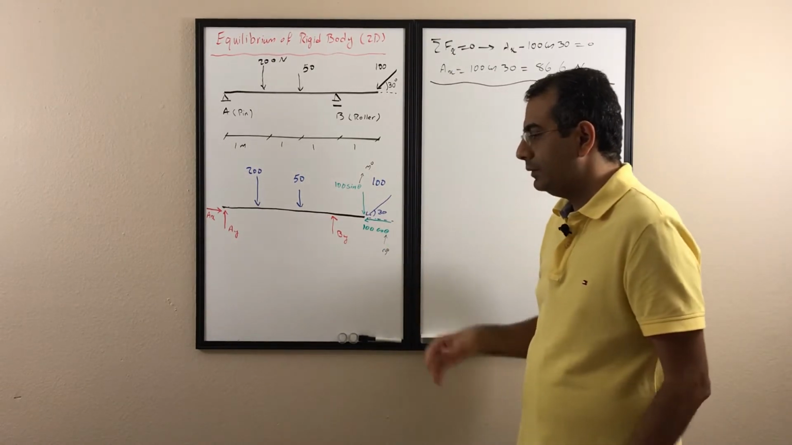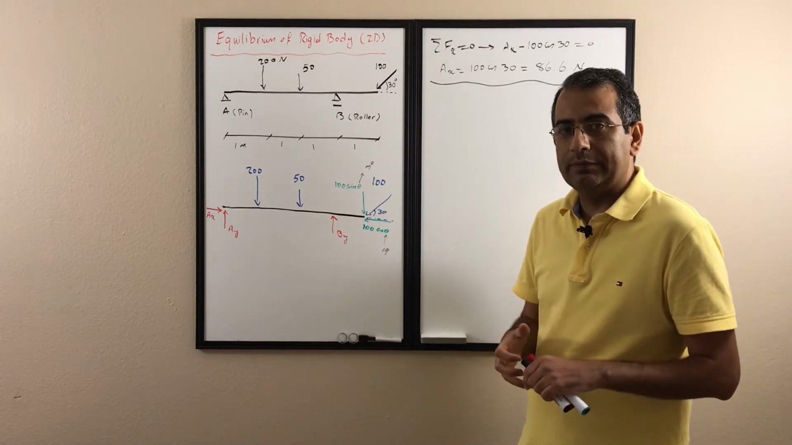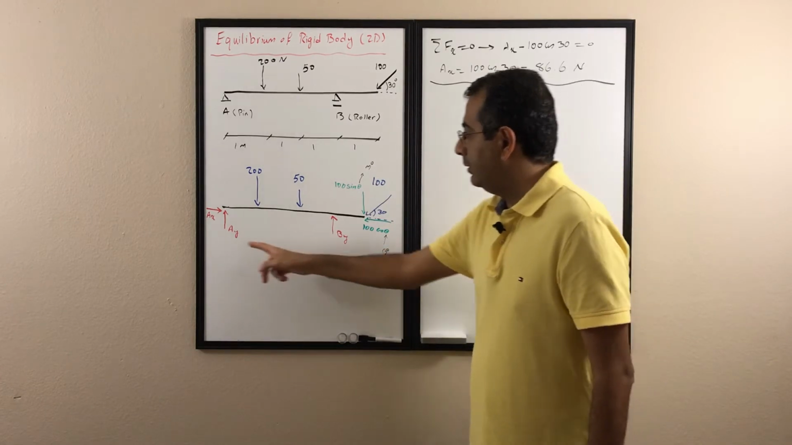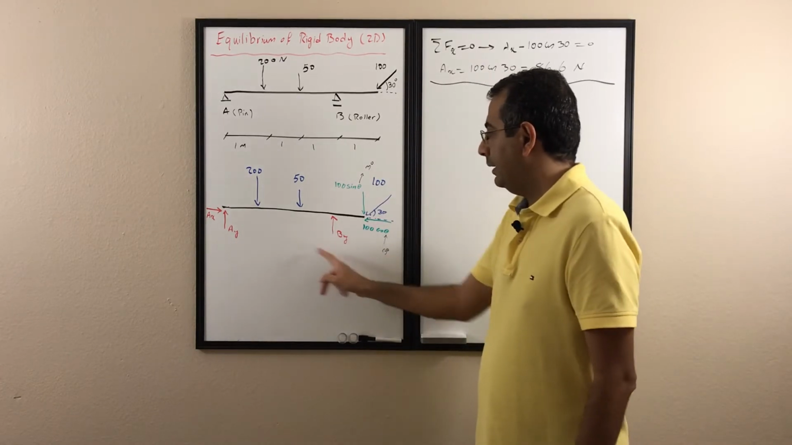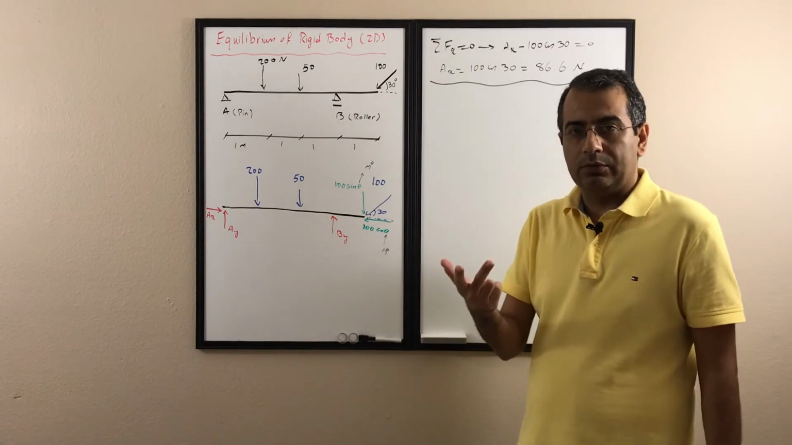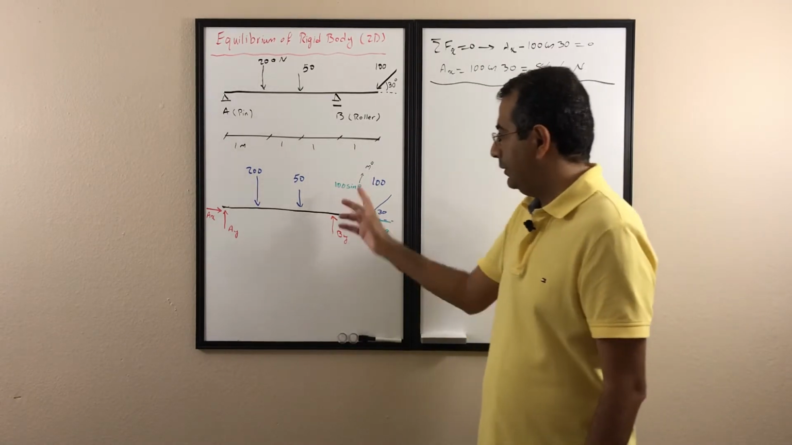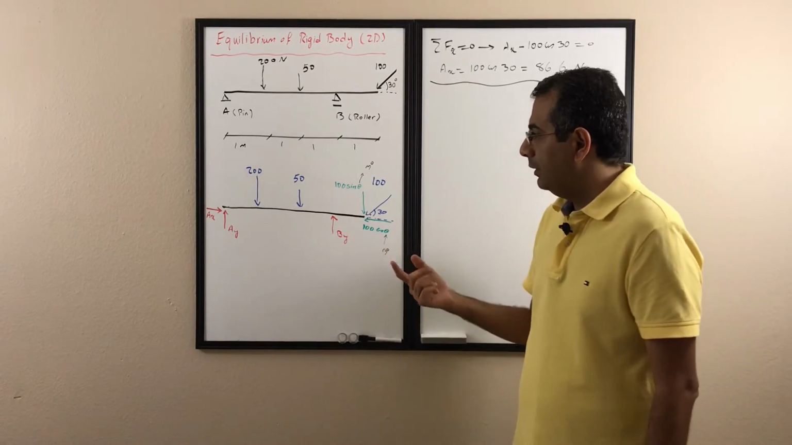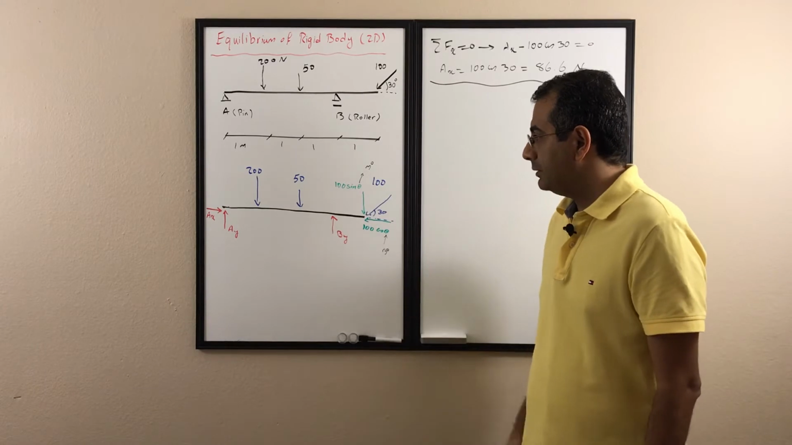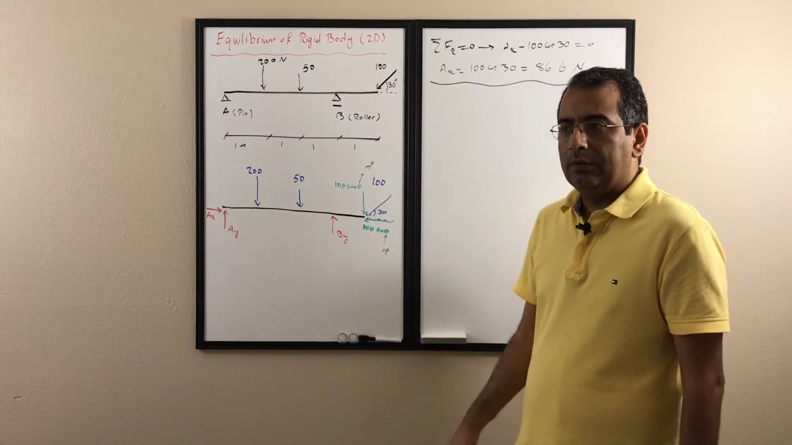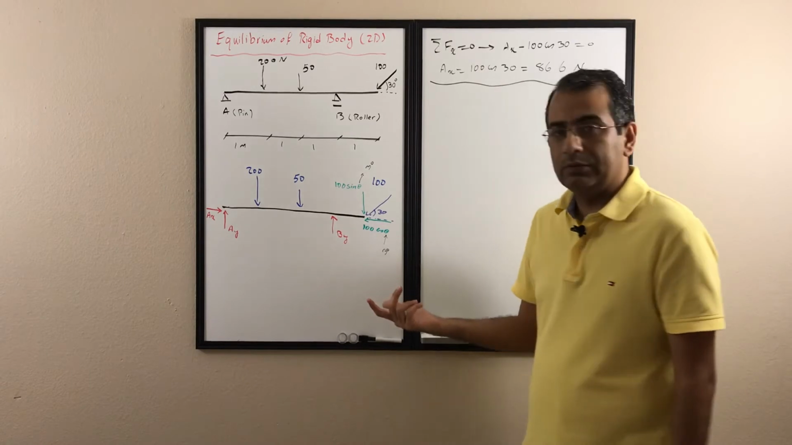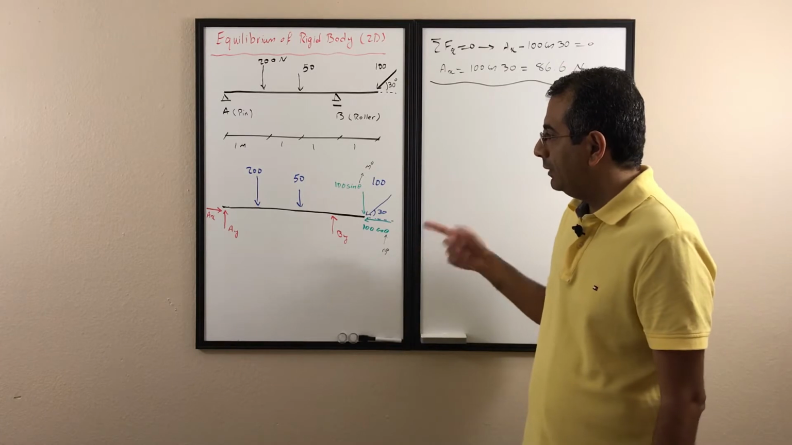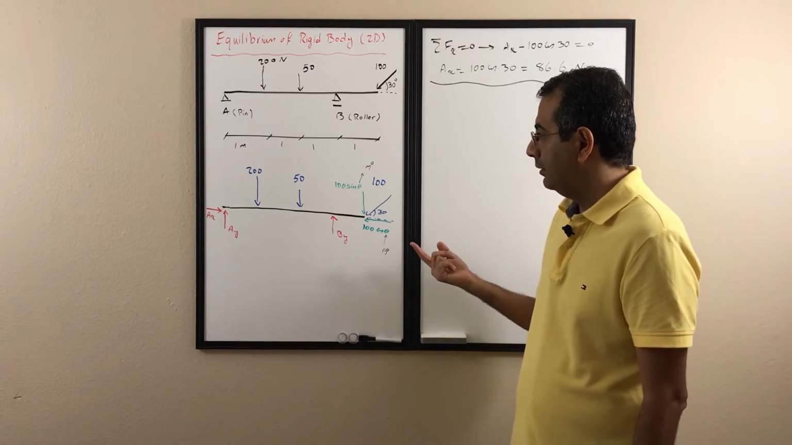AY and BY, and we'll see which equation is going to be the best to use. If I write sigma Fy is 0, because AY and BY are both unknown, I end up with two unknowns in my equation. So instead of writing sigma Fy is 0, I had better use a moment equation first.